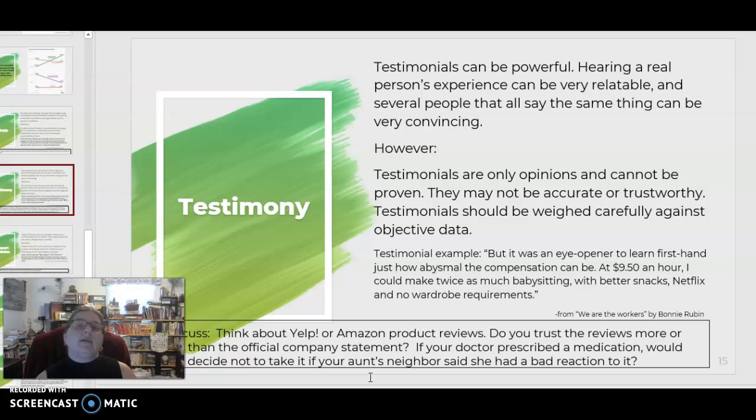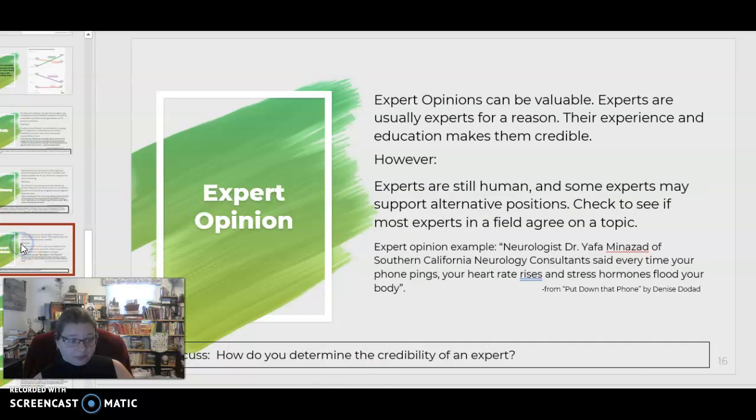But you also have to weigh that, because if your doctor's prescribed you a particular kind of medicine, you certainly wouldn't want to stop taking it if you hear one person saying, oh, I had a bad experience with that medicine, don't take it. So testimony can be both credible and not credible, effective and not effective, depending on the other circumstances.